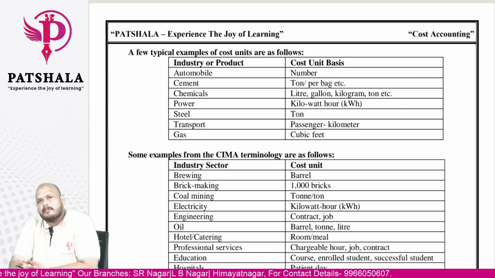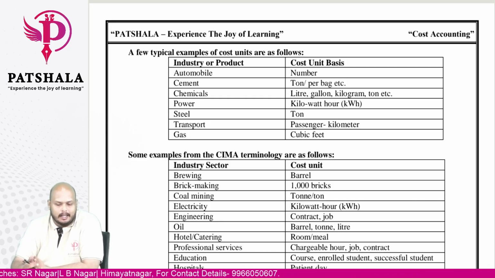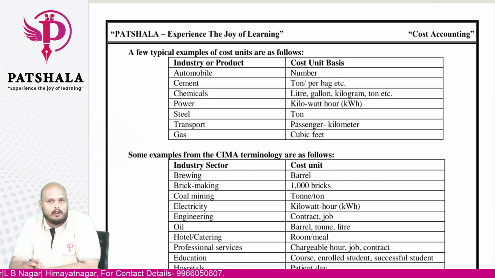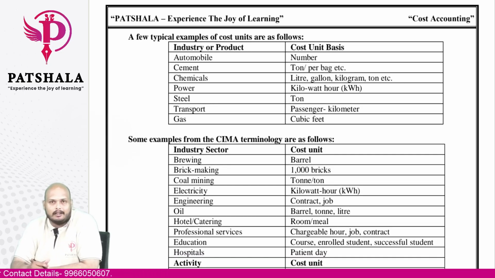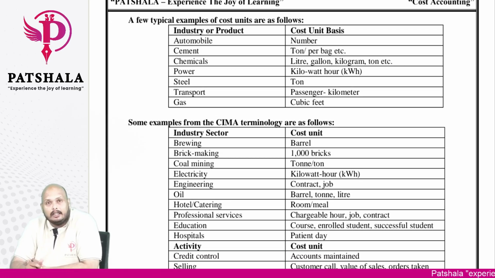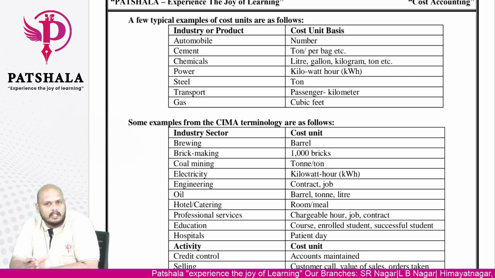Chemicals. Chemicals will be used in different industries for different purposes. Generally, it is measured either in liters or gallons or kilograms, depending upon the need or purpose. Power. Generally, electricity power is measured in kWh, that is nothing but kilowatt hours. Steel. Steel is generally measured in tons. If you are constructing a house, you require steel for that purpose. If you are constructing any manufacturing industry, definitely you require a certain percentage of steel. That steel is measured in tons.